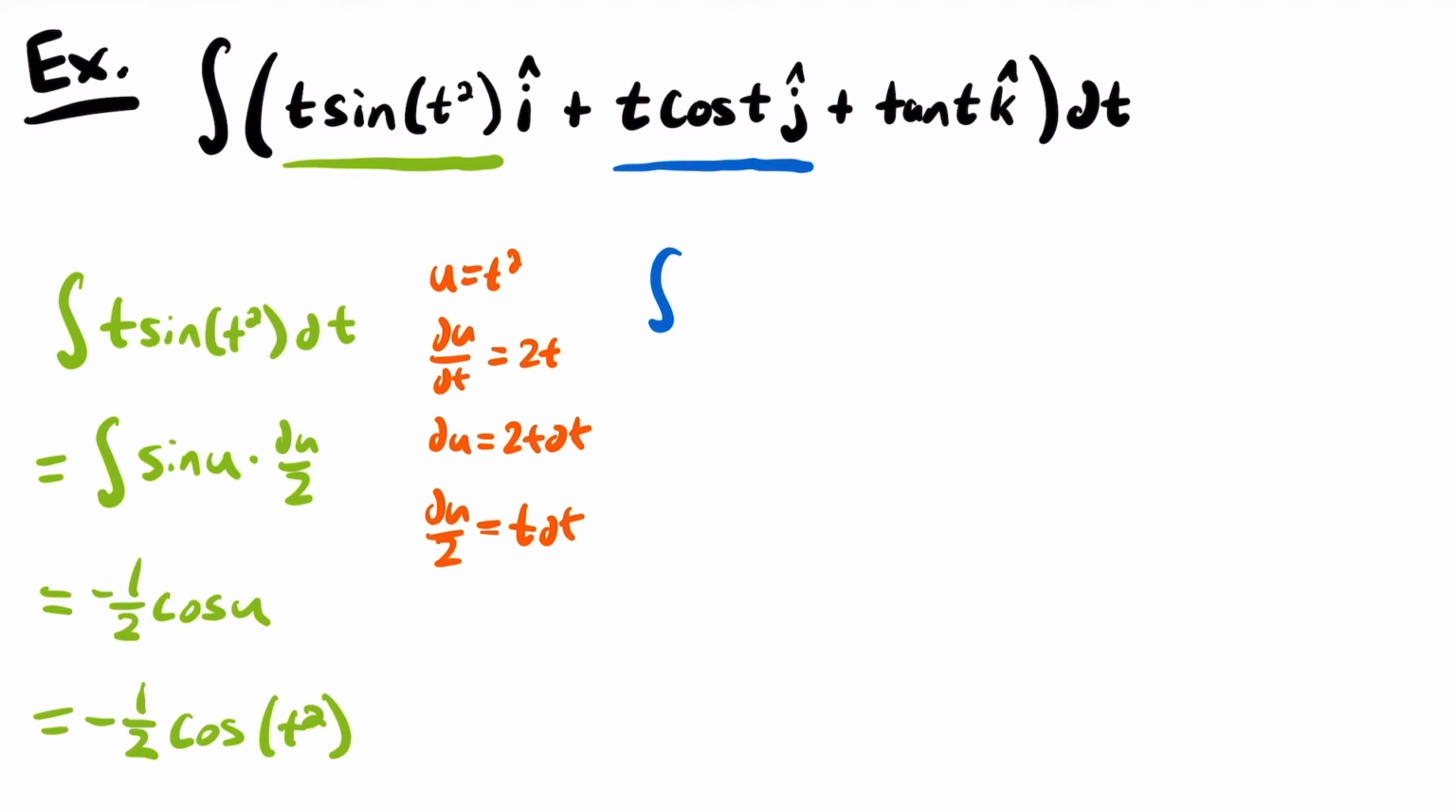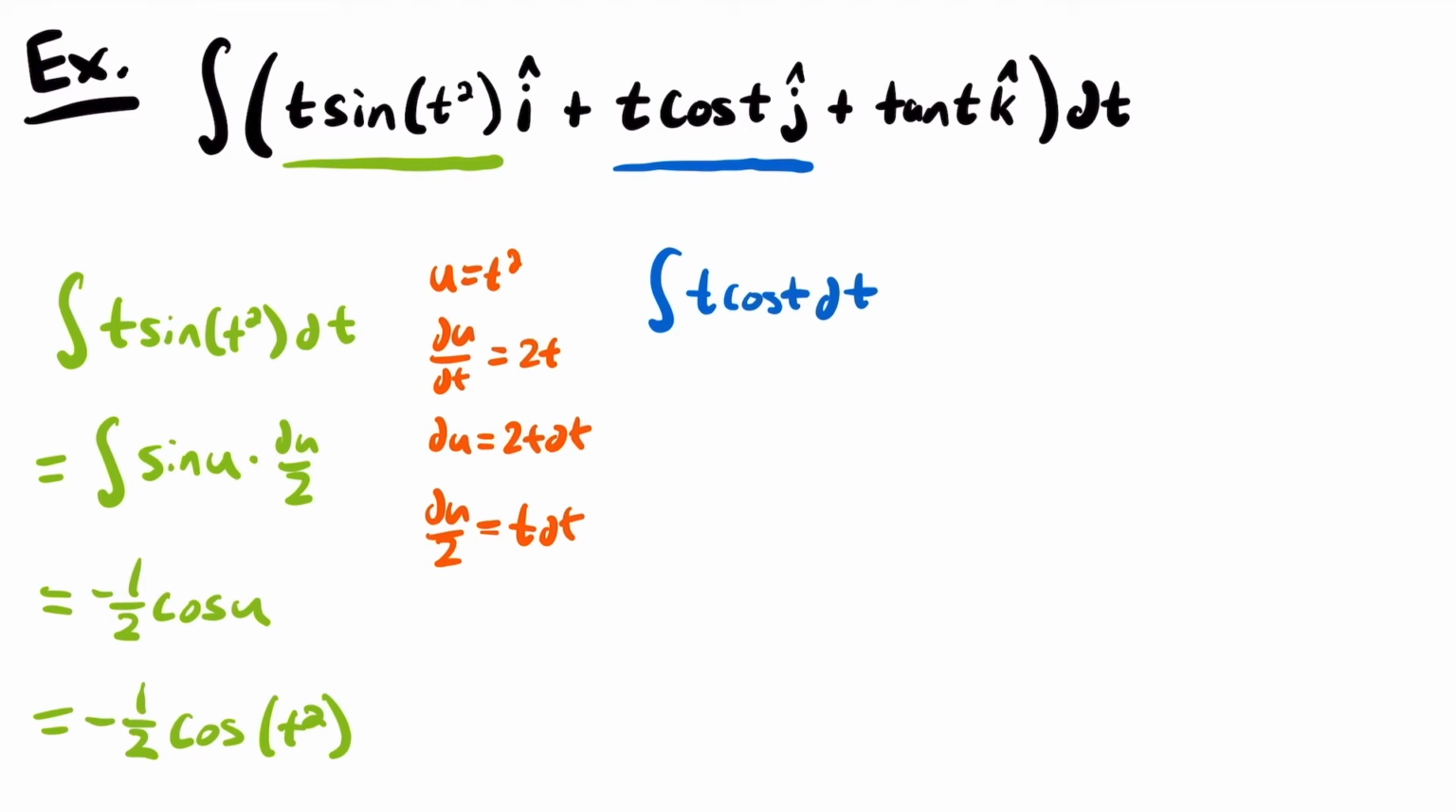We have the integral of t times cosine t dt. Now, once again, we do have a product of two functions, but there is no composite function or nested function, right? There's really no way for us to use u-substitution to solve this integral. It's just not going to work here. There's no function and its derivative that we can see.